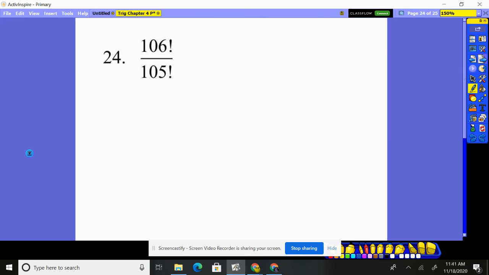And our final problem of the day, probably easier than the rest. It's 106 times 105 times ... all the way down to 1. We just need to show that it does stop. It doesn't keep going to negative infinity.